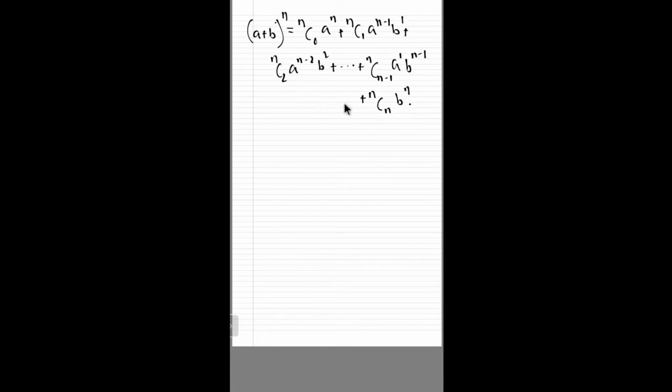Now you can see that it is becoming so large. So in a compact form we can write it using the summation: r equal to 0 to n, ncr a to the power n minus r, b to the power r. This we can consider as the general expansion of a plus b whole to the power n.